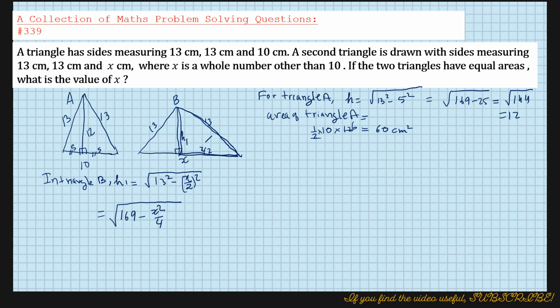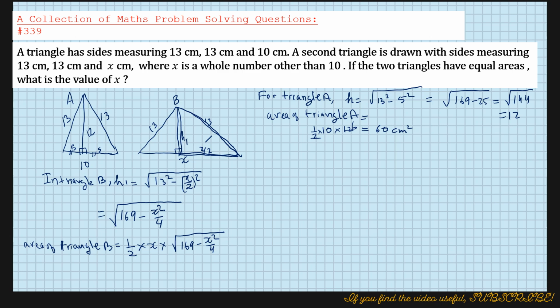So therefore the area of triangle B would be half times the base, which is x, times the height, which is the square root of 169 minus x squared over 4. So that's the area.